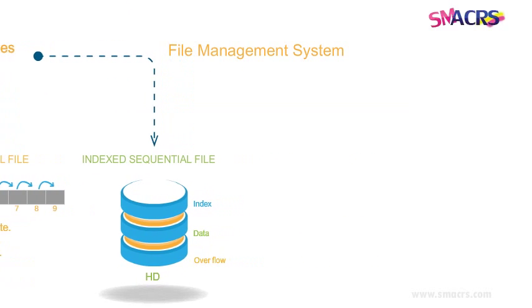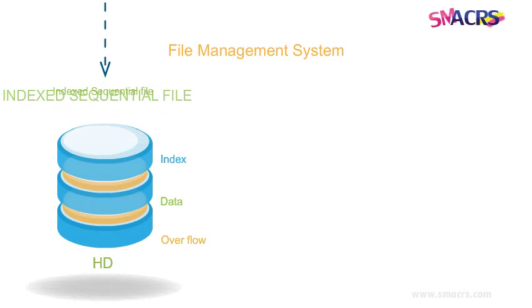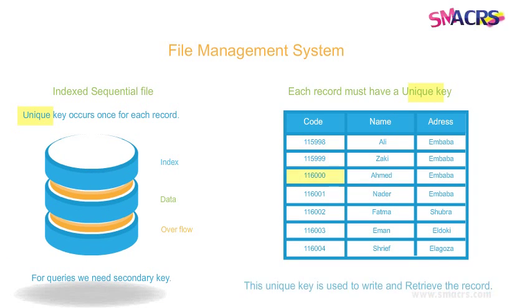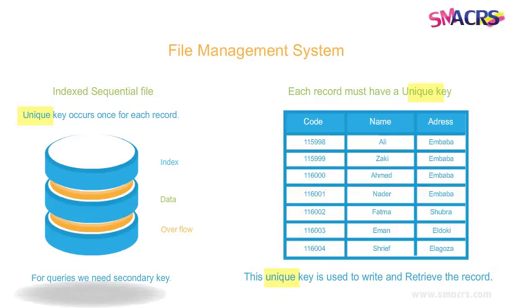File management system. Index sequential file. A unique key occurs once for each record. Each record must have a unique key. This unique key is used to write and retrieve the record. For queries, we need a secondary key.